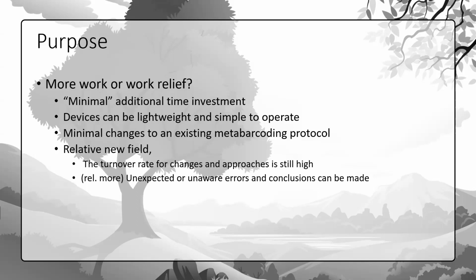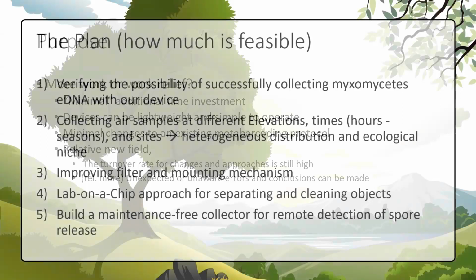The existing metabarcoding protocol doesn't need to be really modified on this part, just at the beginning, how to get the material out of the filter. Super easy. Right now we vortex the entire filters and then we have it. And of course, the entire field of air sampling is quite new. Therefore, the turnover rate of new protocols and changes is quite high, so you can assume they are still changing over time. And sometimes it's annoying to adapt.